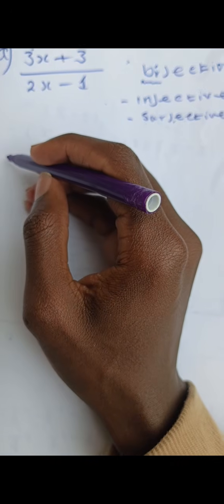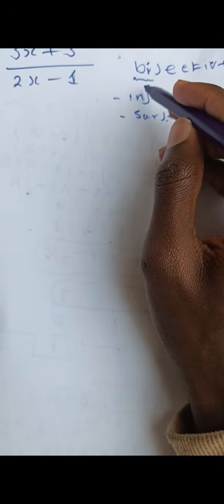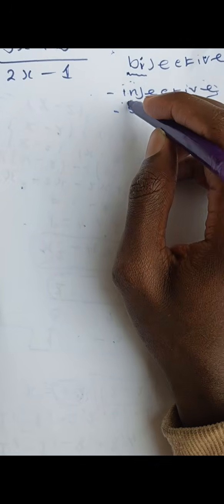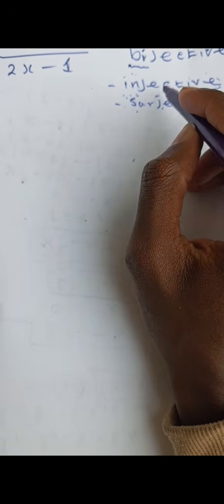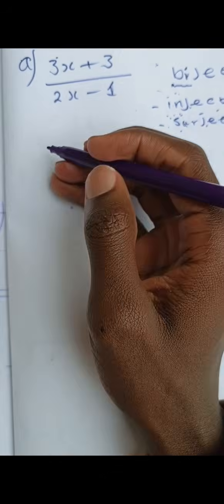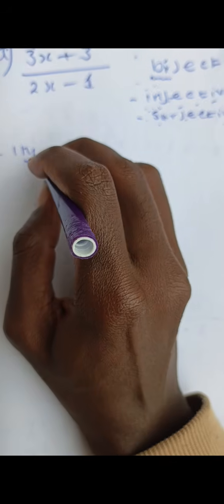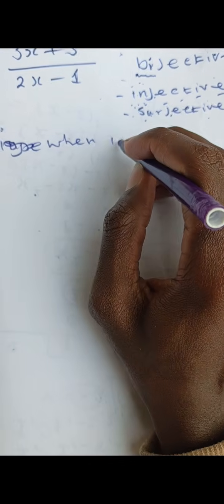So it needs to be both injective and surjective. We are going to show that it is injective. We are also going to show that it is surjective. And then if it turns out that it is both, then indeed it is bijective. We are just going to say at the end that it is shown to be bijective. So let's start, when injective.